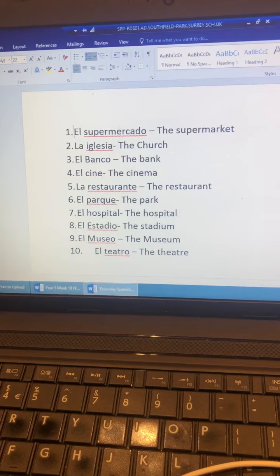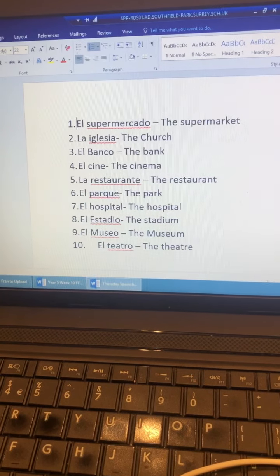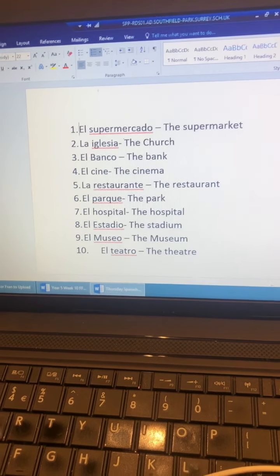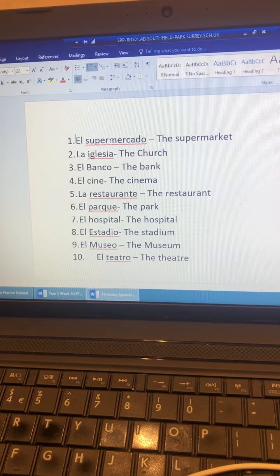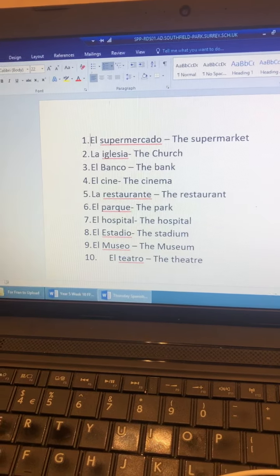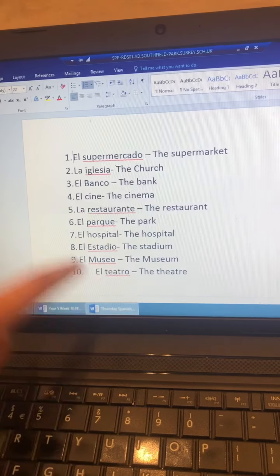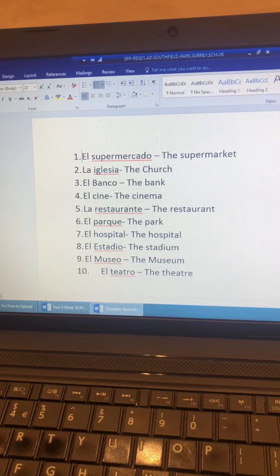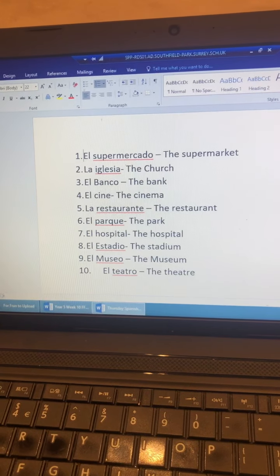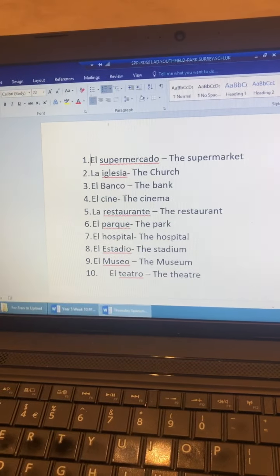Next one is the stadium, like a football stadium. I mean, not every town has one of these, but it's just for example for you to learn it. El estadio. El estadio. Number 9 is el museo. So museum, you say museum, not mu, which is like the Spanish. El museo. And finally, number 10 is el teatro. El teatro. And that's the theatre. So you are going to need to pause the video now and get on with today's task.